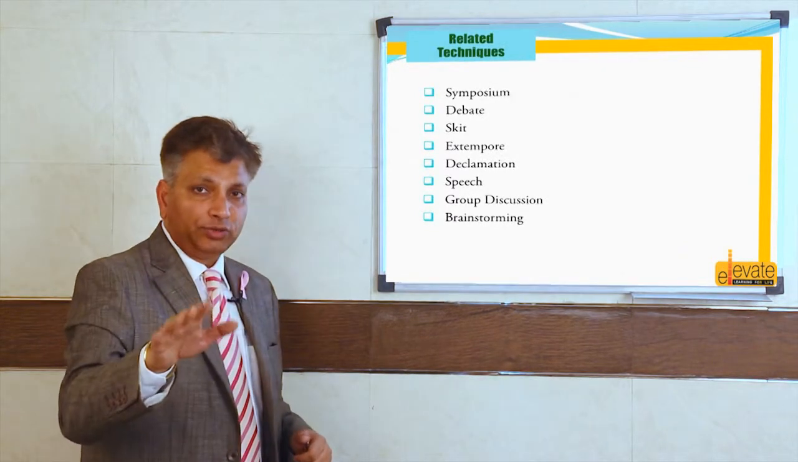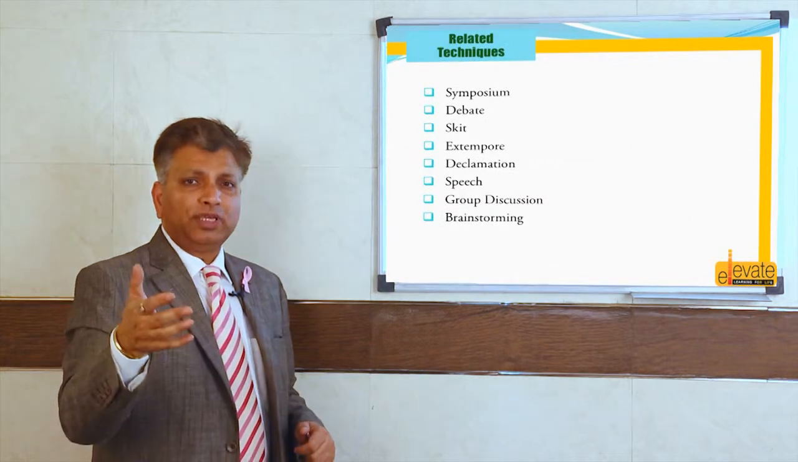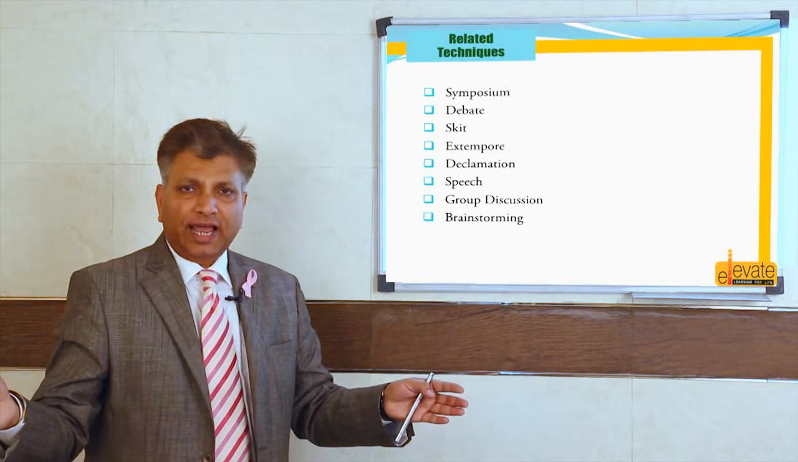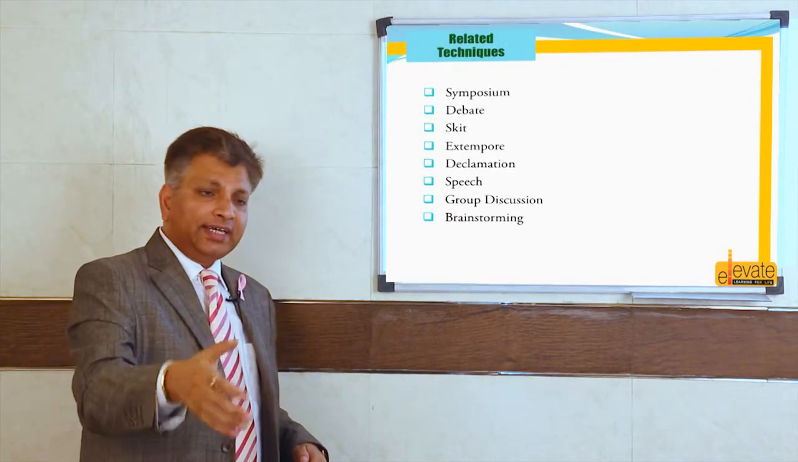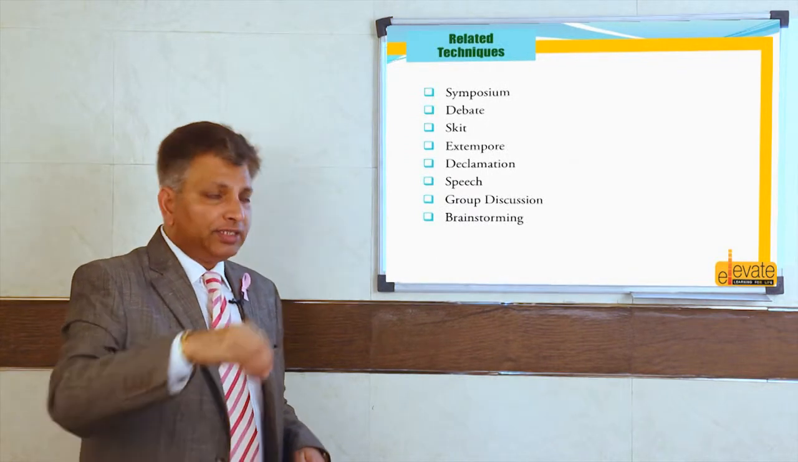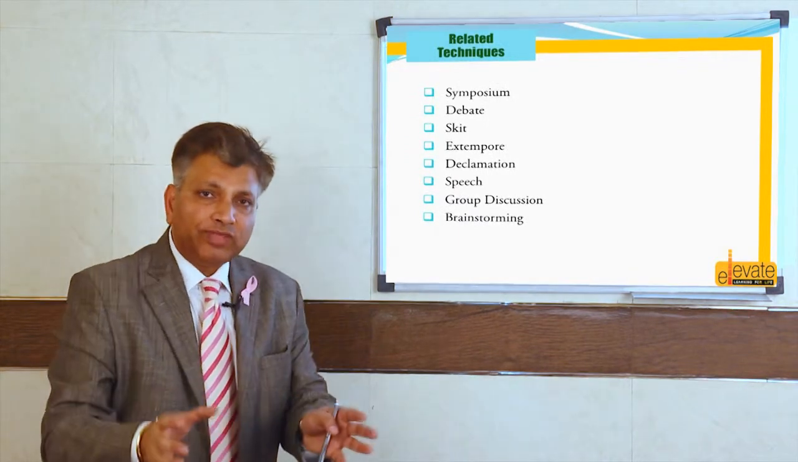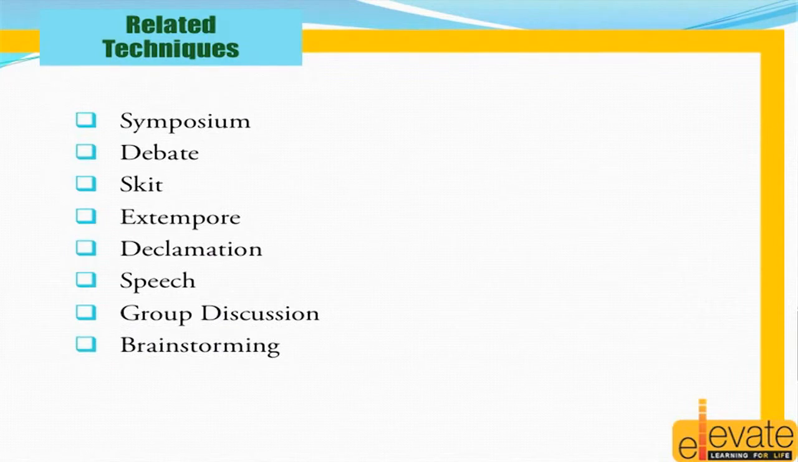In group discussion, you come prepared, but in brainstorming, you are just with your general ideas and you throw your ideas, you write your ideas, you post your ideas, and then out of that, we find some good ideas and apply. So this is the way that we are doing role play, symposium, debate, skit, extempore, declamation, speech, group discussion, brainstorming, and many more techniques you will see in Elevate books.